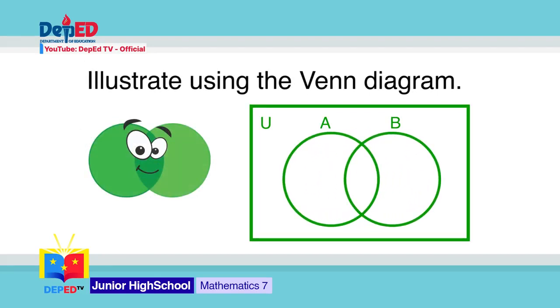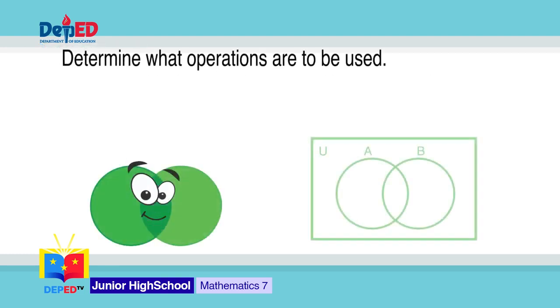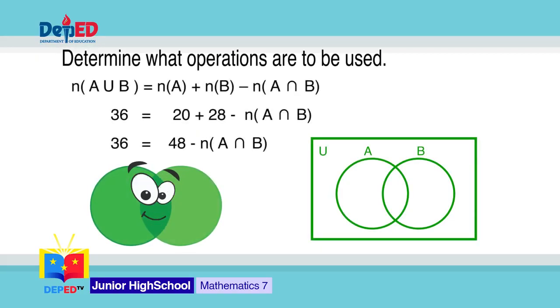Once you've already drawn the correct Venn diagram, we proceed to the third step. The third step is determine what operations to be used. If two sets A and B are not disjoint, then the formula for n of A union B is equal to n of A plus n of B minus n of A intersection B.